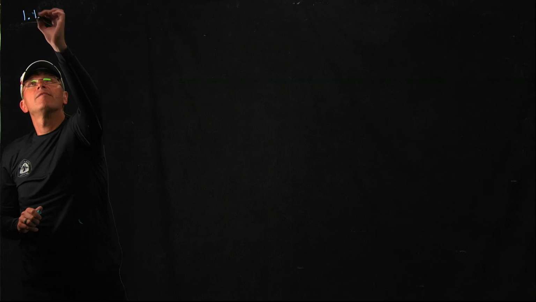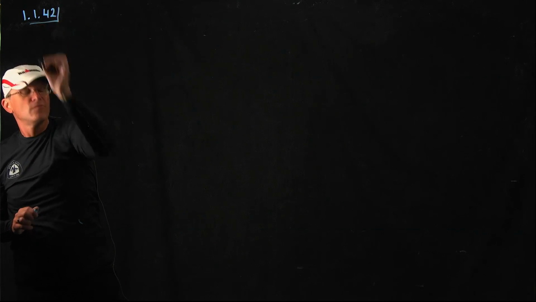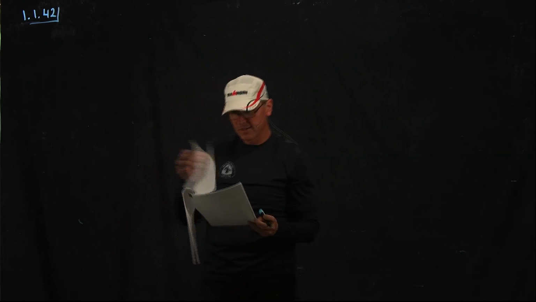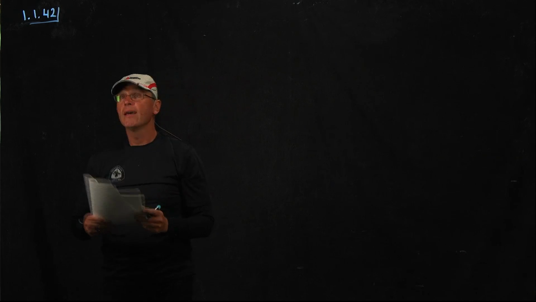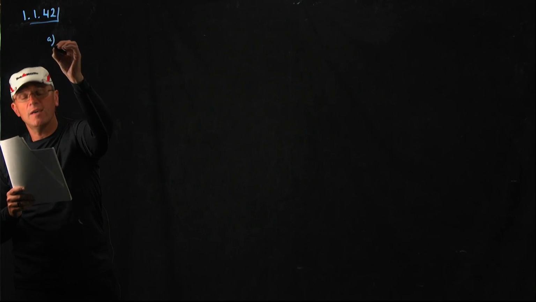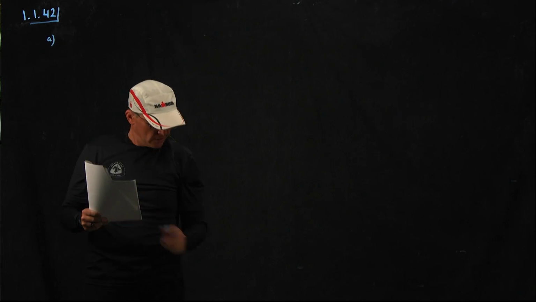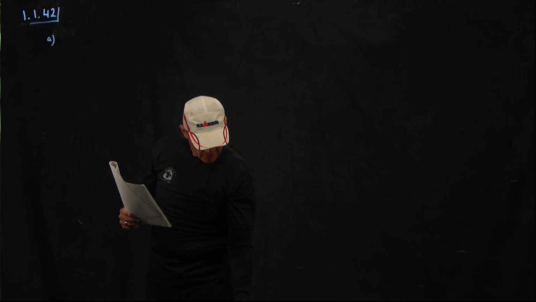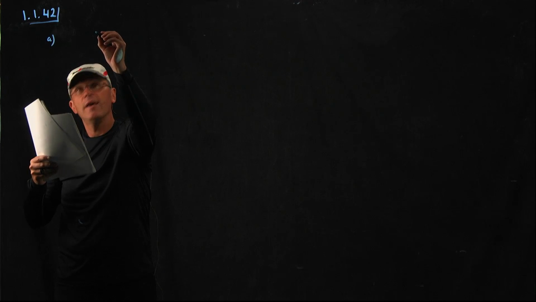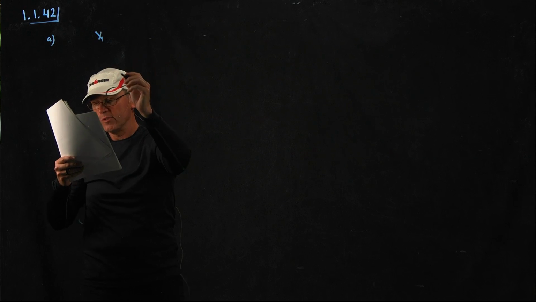So we have 1.1.42, and it has an A and a B part. So in part A, let's use the same notation I have here. We have x1. Let me just write all these out.